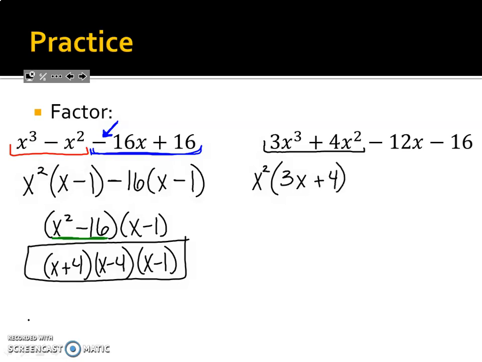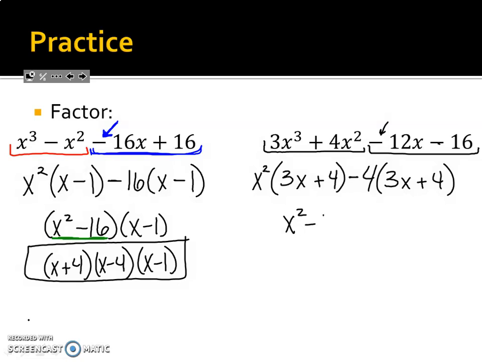Okay? My second group here, remember if there's a negative here, we always want to pull out that negative. And then 12 and 16. 12 and 16 would have a 4 in common between them. And when I take out a 4 from 12, I'd be left with a 3 and an x. When I take out a 4 from 16, I'd be left with a positive 4. Because remember, we pulled out that negative, so you've got to change the sign there. Okay?